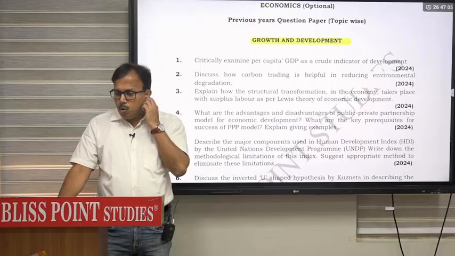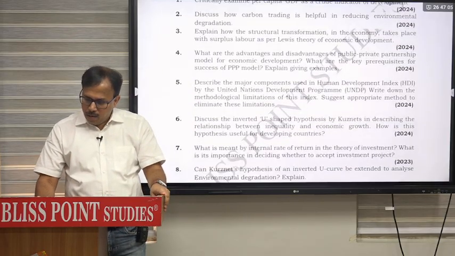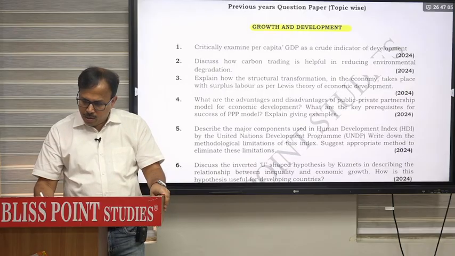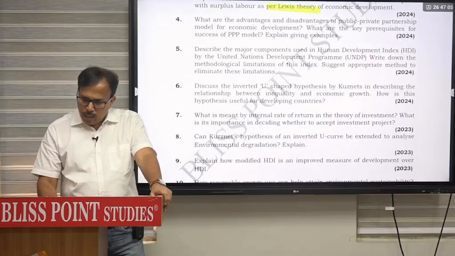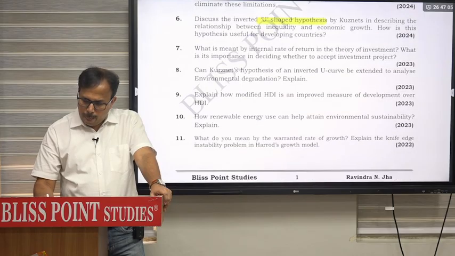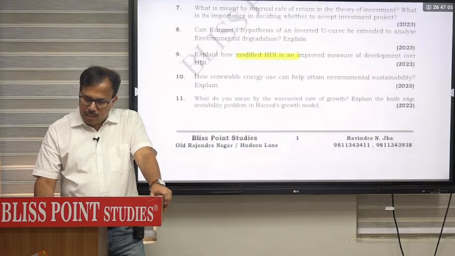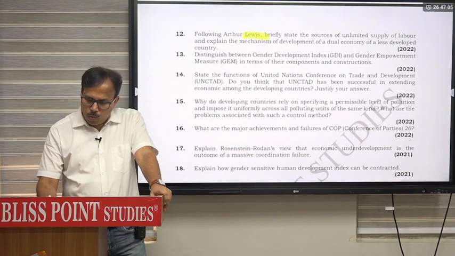So we will take up the growth model separately, and this second part is for, like you can see, the major topics. I was referring to the Lewis model. Then again a welfare indicator question, inequality, modified SDI, what is warranted rate of growth? So Harrod's model, again Lewis model, growth and development question again.